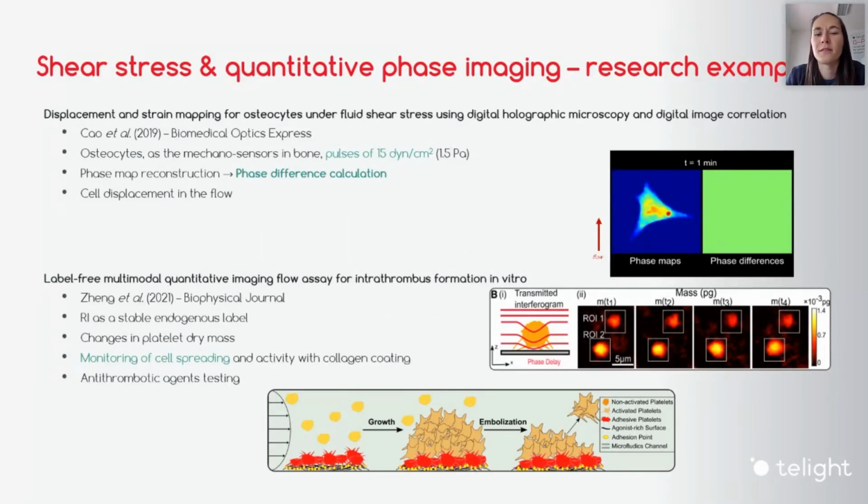So this research is based on the idea that the refractive index of platelets is stable, so you can use it as an endogenous label and study the changes in the dry mass. So they were studying the spreading of these cells and the activity on the collagen coating. And this can also be used for studies of antithrombotic agents, so you can test which drug affects platelet activation and spreading and by what mechanisms.